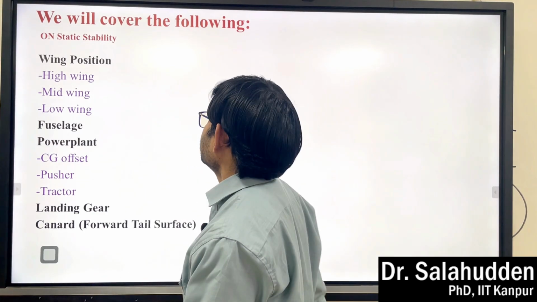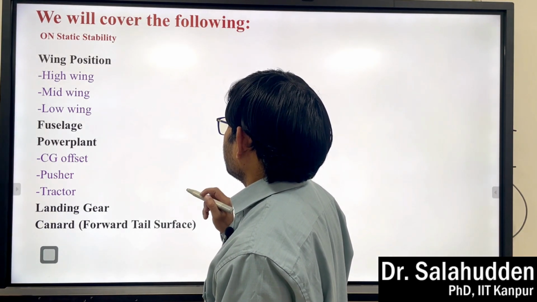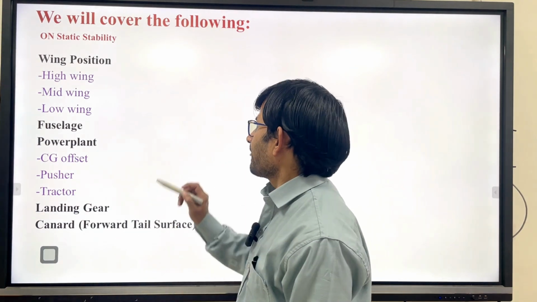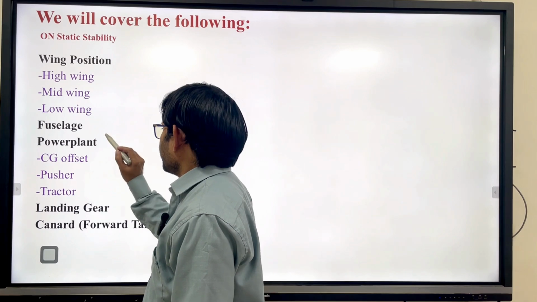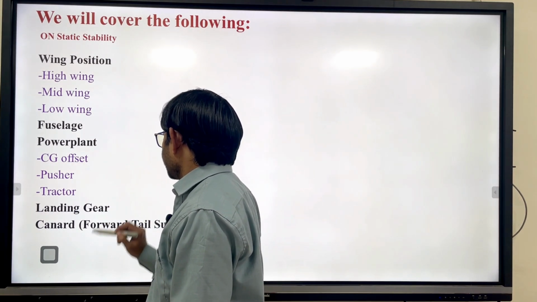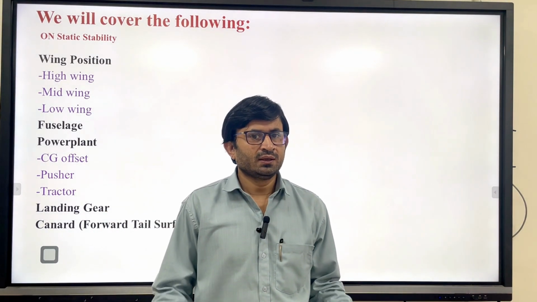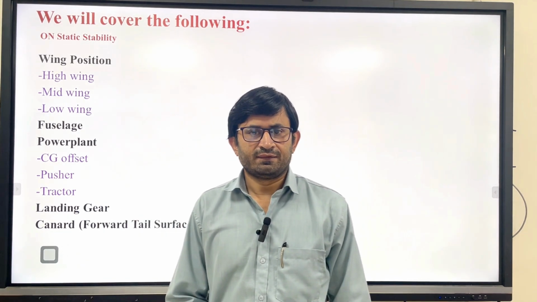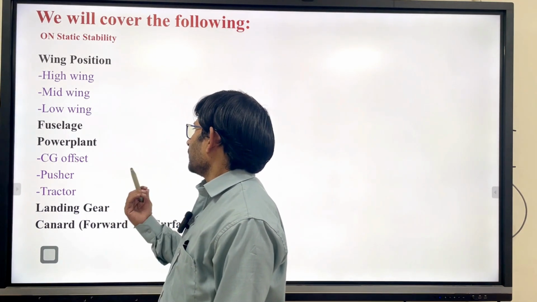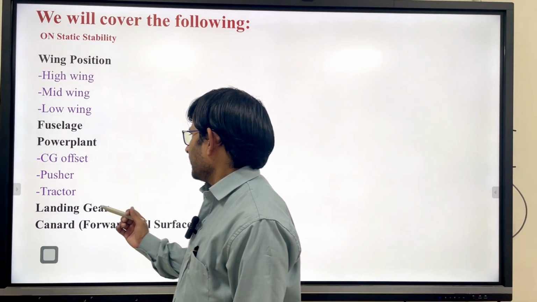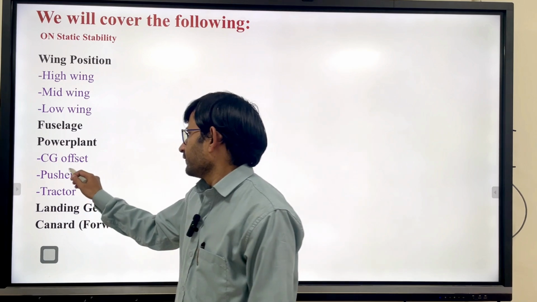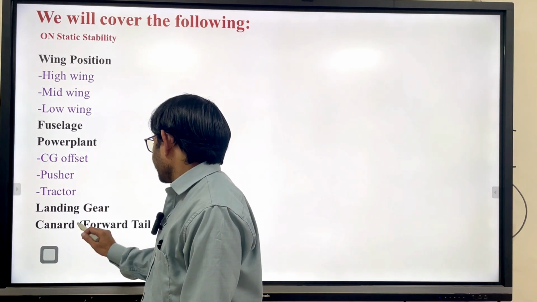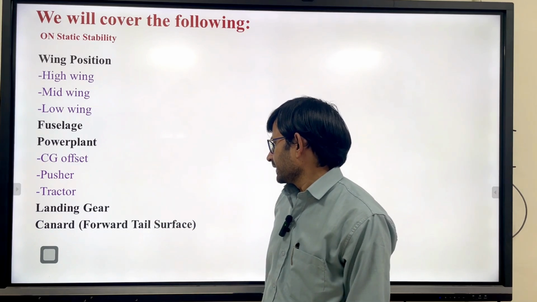In today's class, we will discuss static stability in a little more detail. That means we will consider the wing position, fuselage, power plant, landing gear and canard, and how they affect the aircraft's static stability. We have seen how the wing and tail affect it. In this lecture we will see how the wing position, fuselage and power plant, including pusher, tractor, and CG offset, then landing gear, and finally canard, which is a forward tail surface.